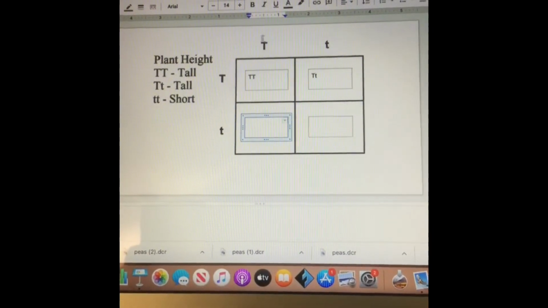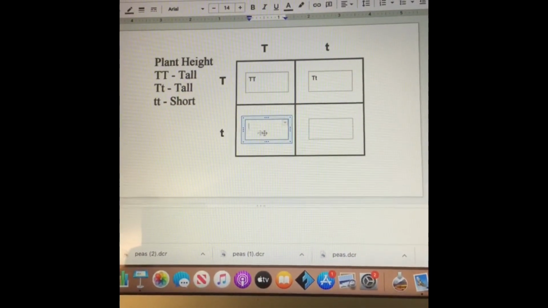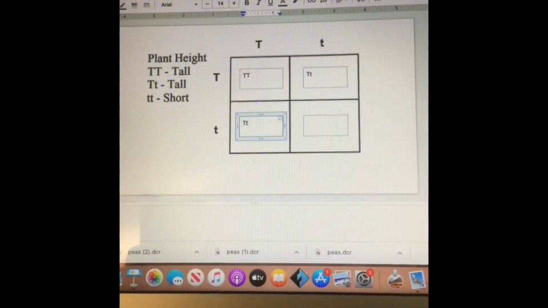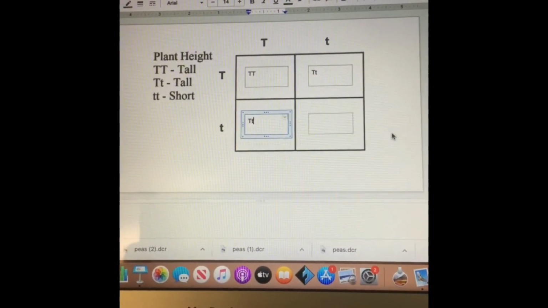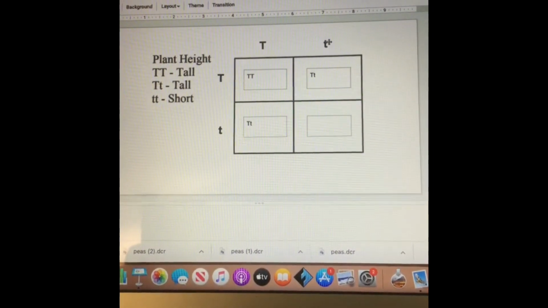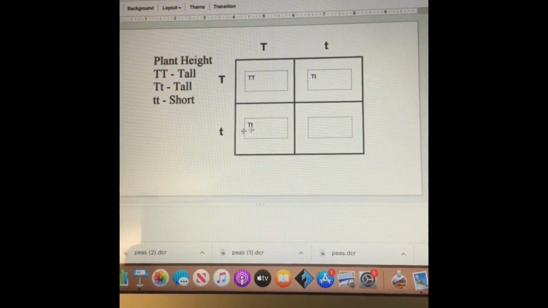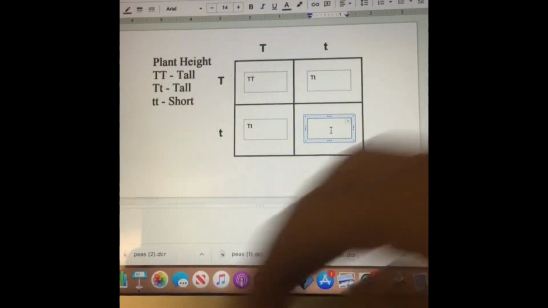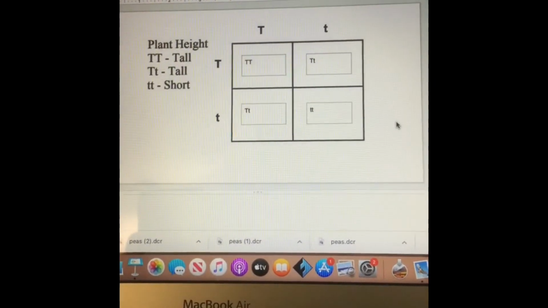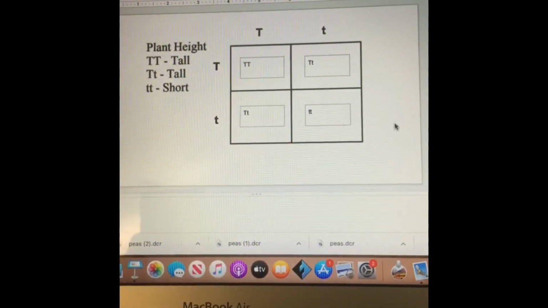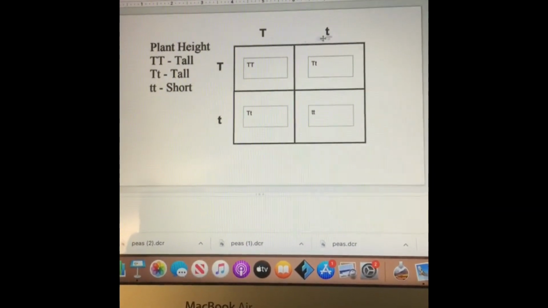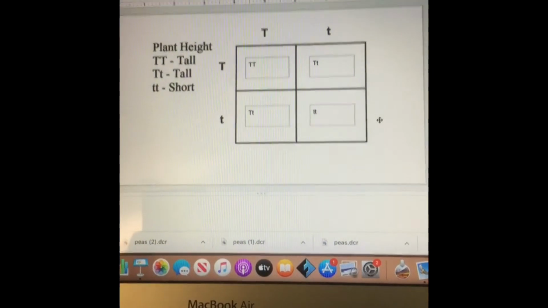Same thing here. We would cross this one with this one right here. So we would get an uppercase and a lowercase, which would give us the same offspring, heterozygous, dominant, which would also be tall. But look right here. When we cross these two right here, we get a pure recessive offspring, a homozygous, because the alleles are the same.